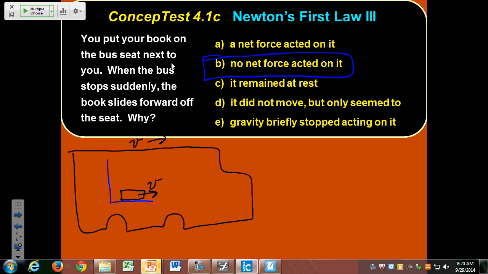What is the force that usually acts on the book if it doesn't slide off the seat? No, it's not the gravitational force that holds it on the seat. Not the weight, it's the friction. So usually it's the frictional force that holds it on the seat. But if that's not enough to stop the acceleration of the book, it's going to slide off.